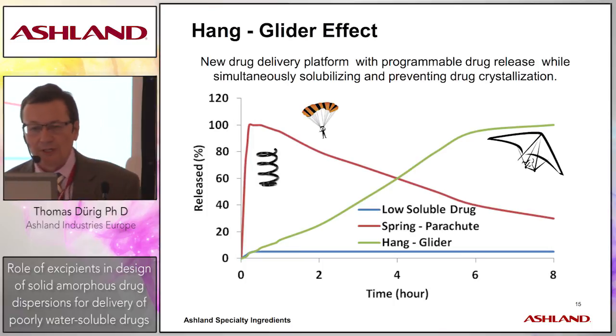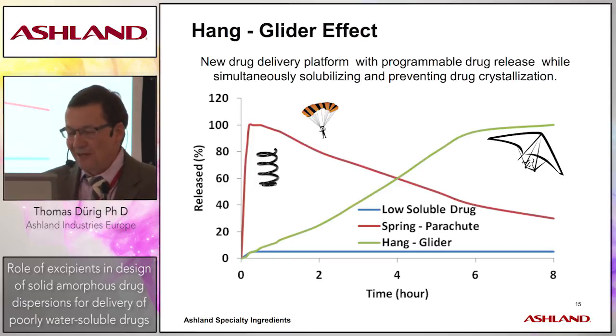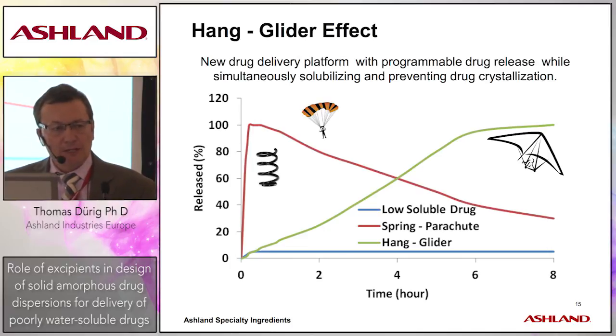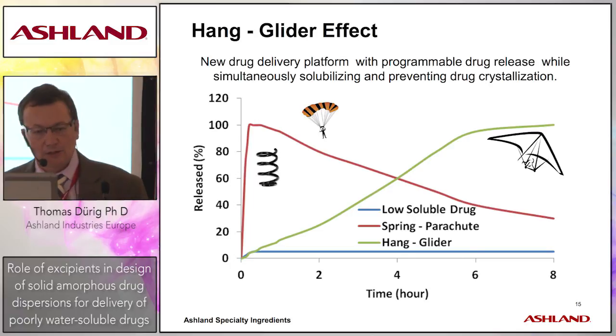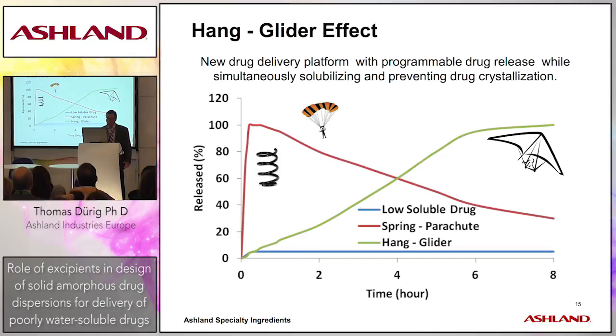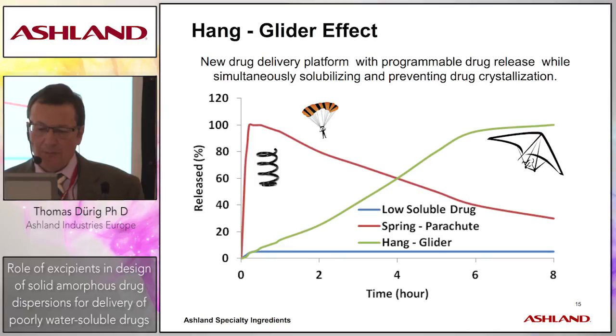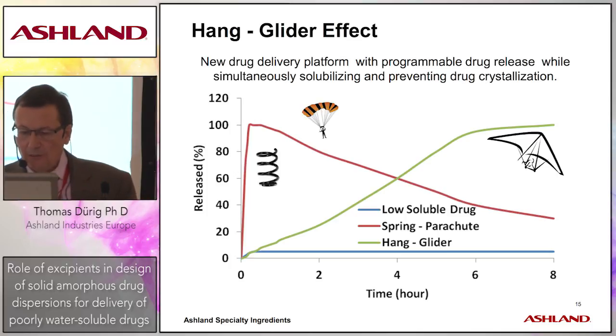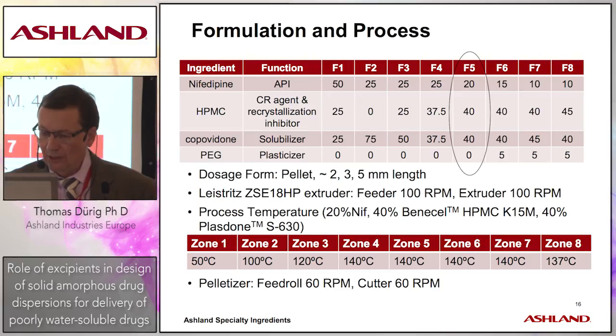So the concept here is a bit different from the spring and parachute effect. Here we have the hang glider effect. So we are both solubilizing and continuing to maintain a dissolution rate over a long period without, at some point, having some rapid precipitation, because you could think that as soon as the drug releases, it might precipitate. So in fact, you wouldn't get this nice dissolution curve here, but something much lower, because while the drug dissolves, it might also reprecipitate. And again, the blue line at the bottom would be the natural solubility of the API.